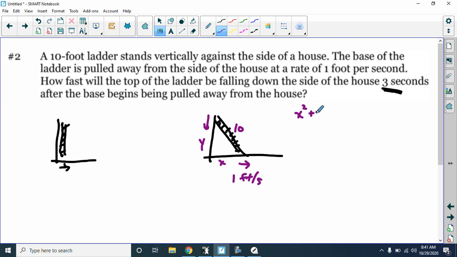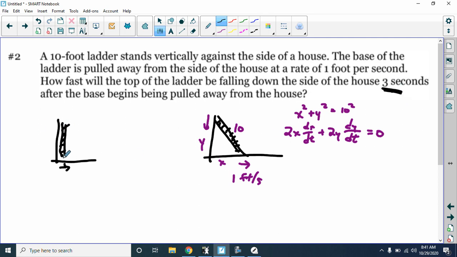Set up our Pythagorean theorem. Take the derivative with respect to time. And then plug in what we know. The problem is on this problem, they didn't tell us what X is. Usually they tell us what X is or they tell us what Y is. But we do know that 3 seconds have passed.